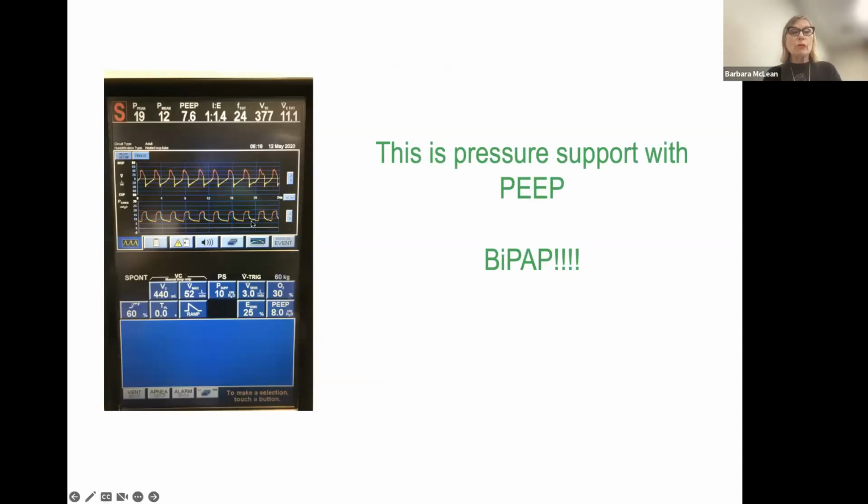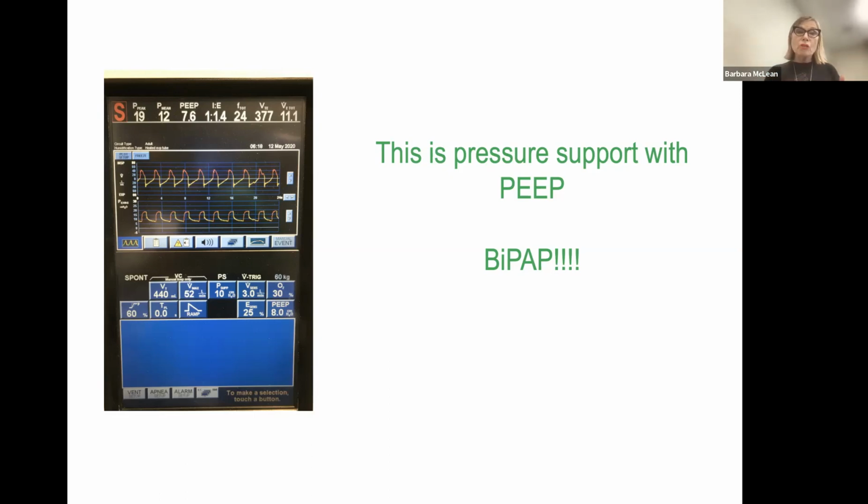Now we're going to take a quick look at this. This is pressure support ventilation, also known as spontaneous, but I know that I'm giving pressure support because I see under here, under PS, that's for pressure support. So I'm seeing that your pressure support is 10. That is 10 greater than your expiratory pressure, which is your PEEP. This is on your ventilator. Your patient is intubated, so this isn't BiPAP. This is pressure support ventilation.